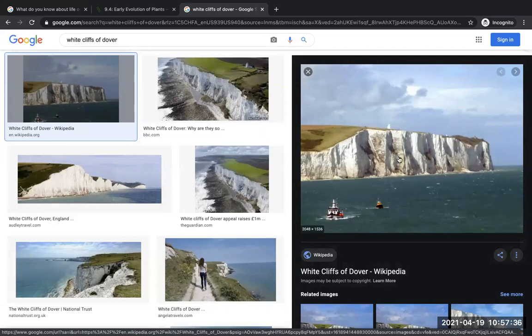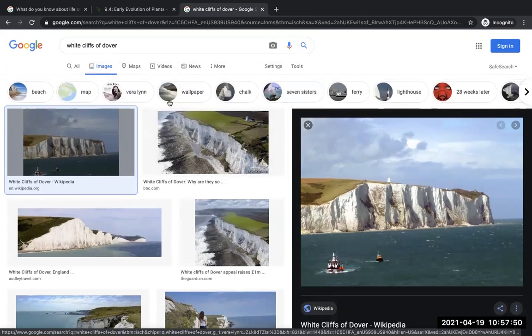Okay, so this is found where the English Channel is between England and France. You see all this white stuff here, that's diatoms. So there was some uplifting and now you see this white stuff, that's diatoms. And if you search White Cliffs of Dover, another thing that comes up is chalk. So it's the same thing. Chalk is made out of this.